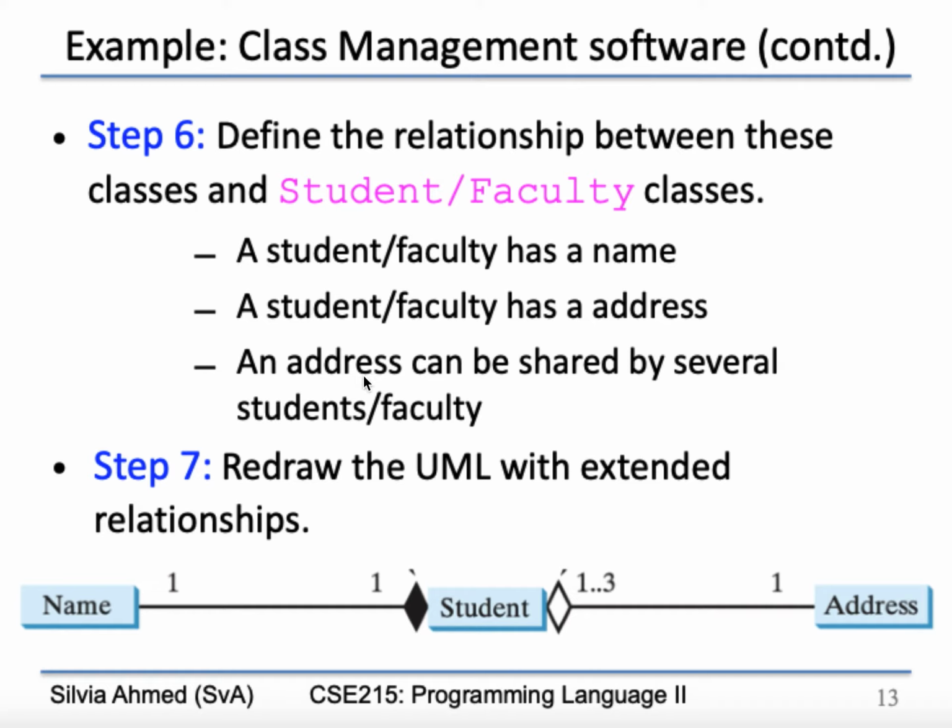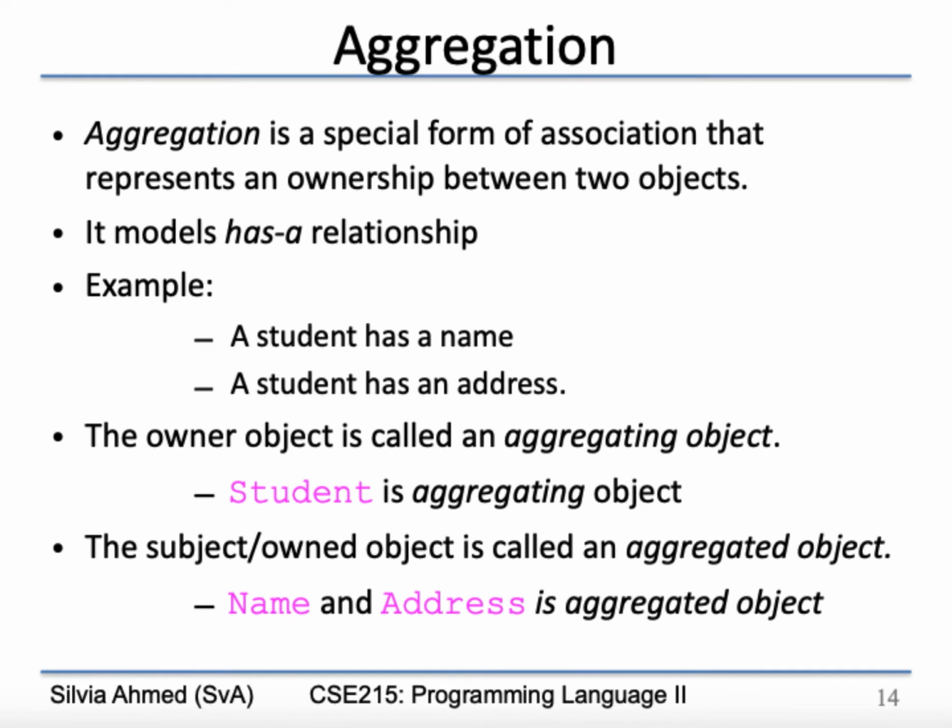But we have seen that an address can be shared by several people. So address is owned by multiple students. When the ownership is unique, for example, name is owned by only one student, that unique ownership is depicted by this filled up diamond. And we will see shortly what the difference is between unique ownership and simple ownership. So the new type of relationship is called ownership.